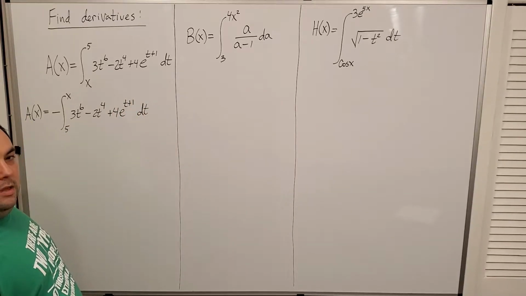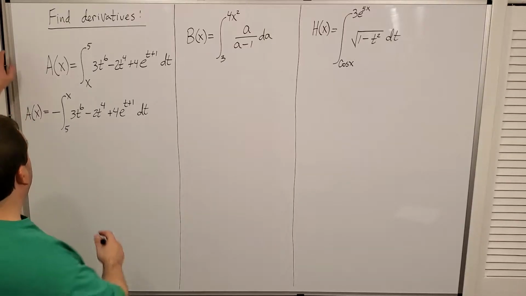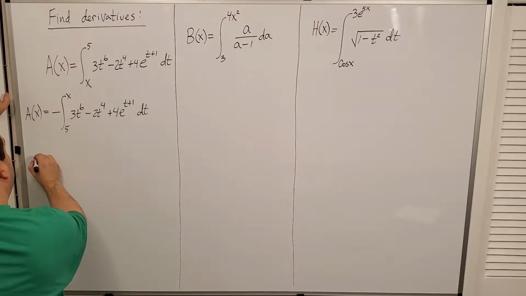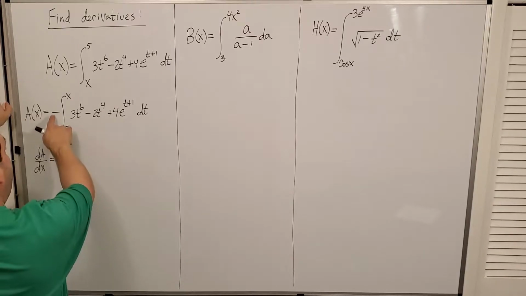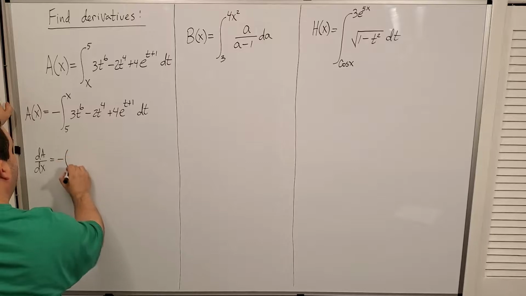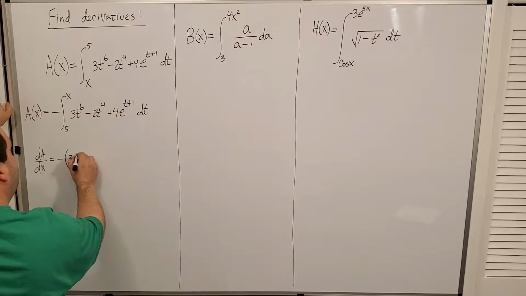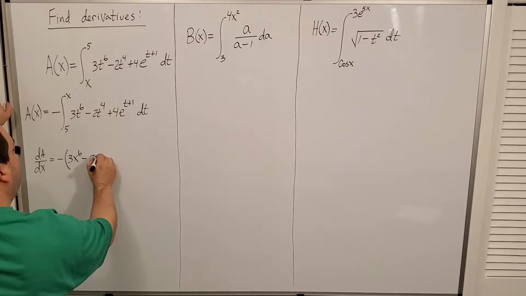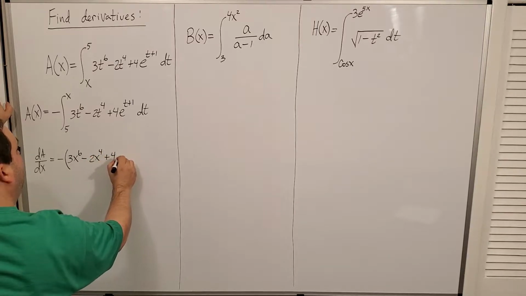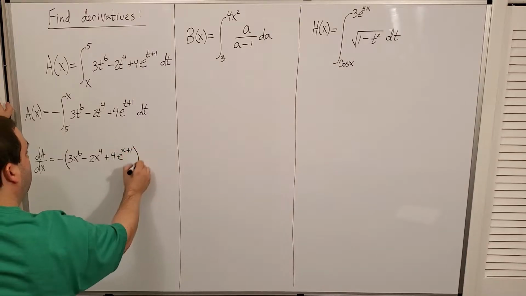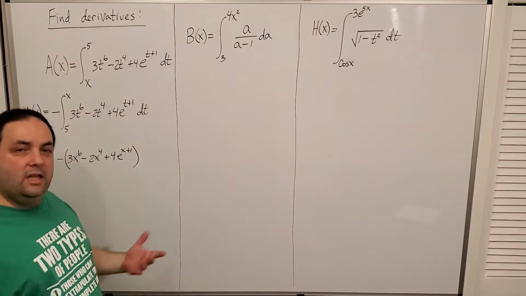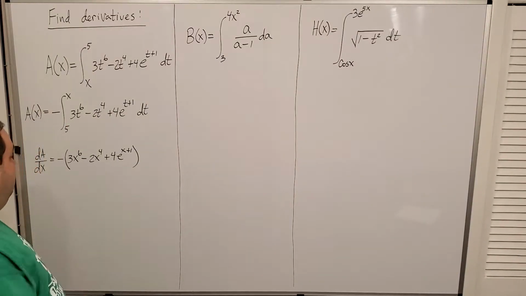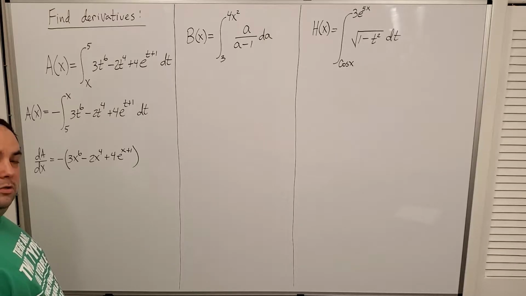And now my rule from before applies, right? If I want to find the derivative of this, so dA dx, we can write it that way too, it doesn't have to be with the prime, would be equal to negative, don't forget the negative, 3x to the 6th minus 2x to the 4th plus 4e to the x plus 1, like so. And then, of course, at this point, if you wanted to, you could distribute the negative if that makes you feel better. But this is just fine for our derivative here.